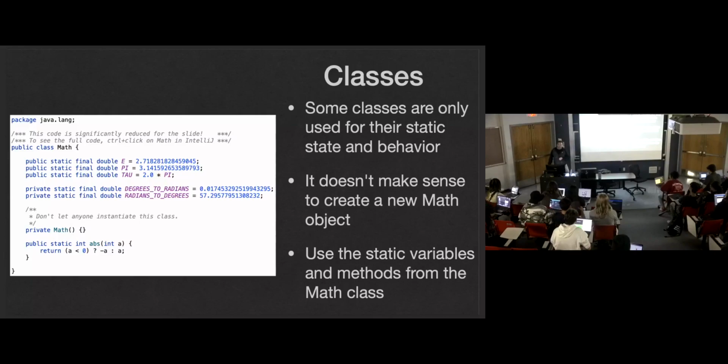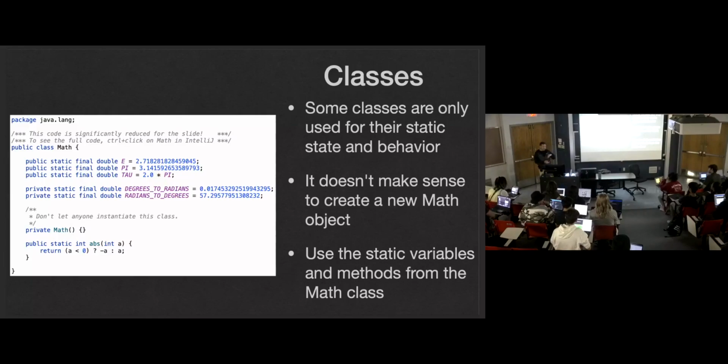So the authors of the math class went as far as saying, you can't instantiate this, and made a private constructor. You can't instantiate the math class, even if you wanted to. Every single class does have to have a constructor. So the math class says, no, that constructor is going to be private and you can't access it.